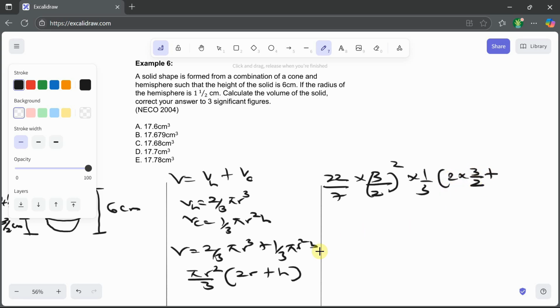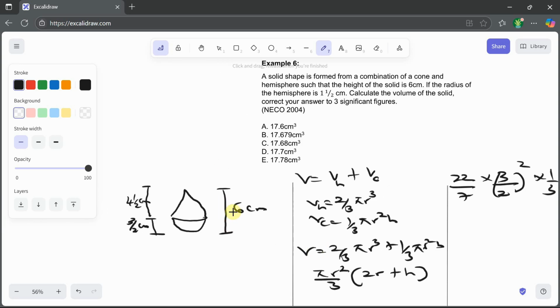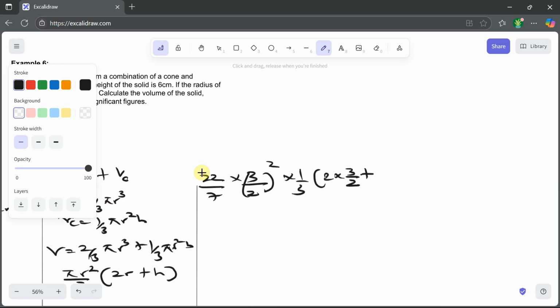Now this h here is the h of what? Is it the h of the entire height or the h of the cone? It's the h of the cone, because the h is coming from the volume of the cone. So if you use 6, you are wrong. You have to use 4 and the half, and that is 9/2, right? So plus 9/2, close the brackets.